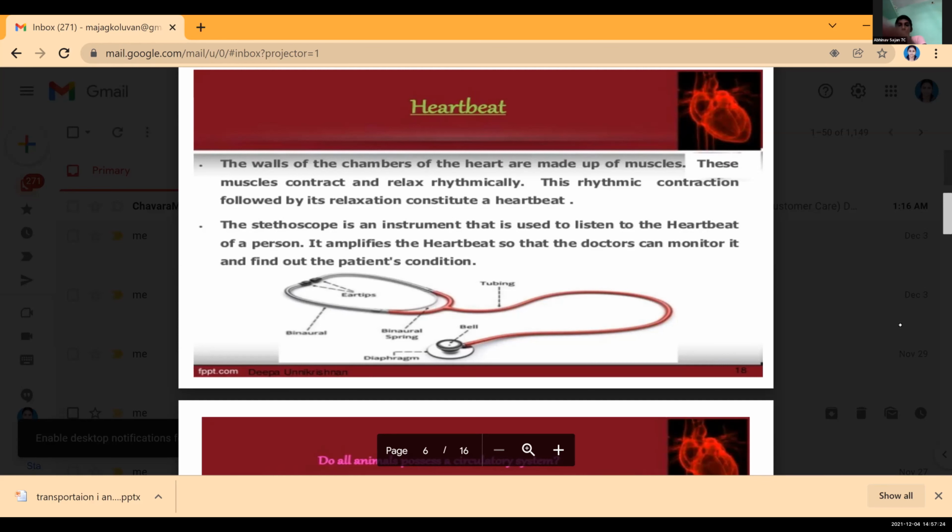So here we have the chest piece and the earpiece. The earpiece and chest piece are connected through a tube. That is what is known as tubing.